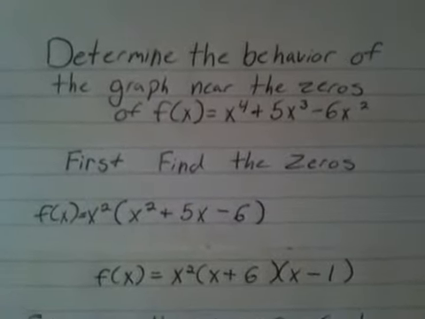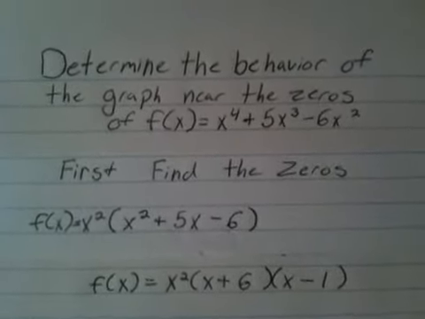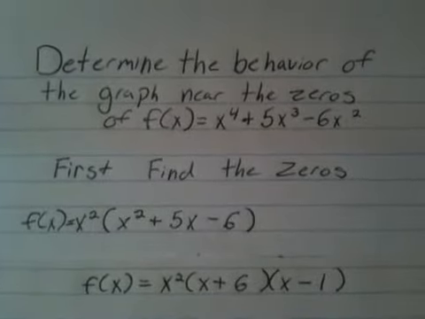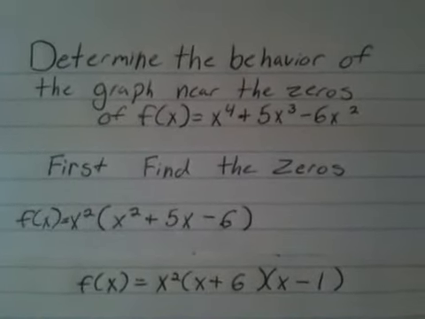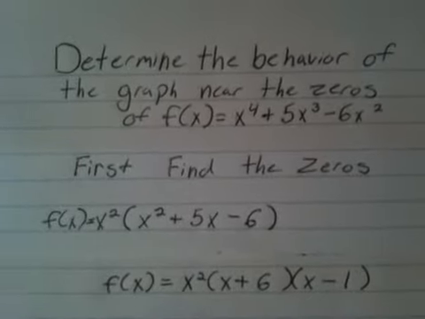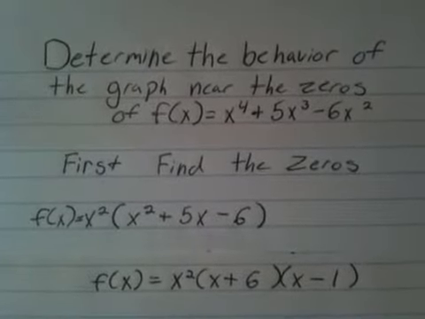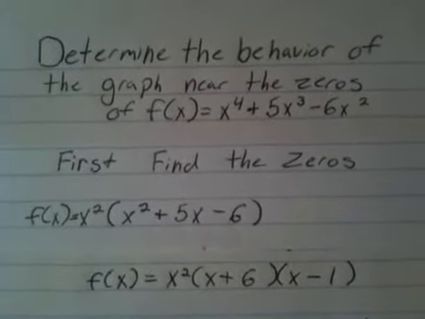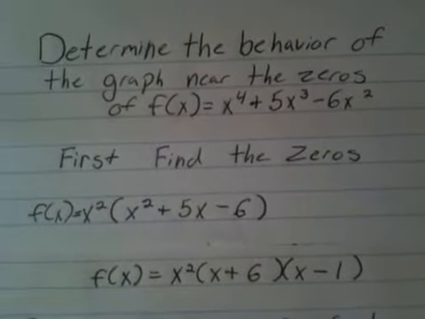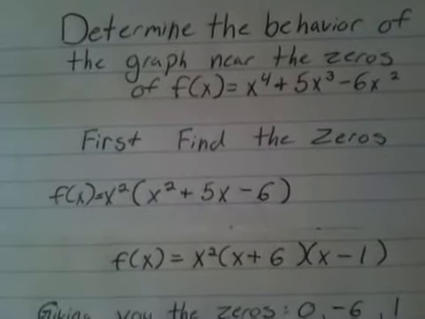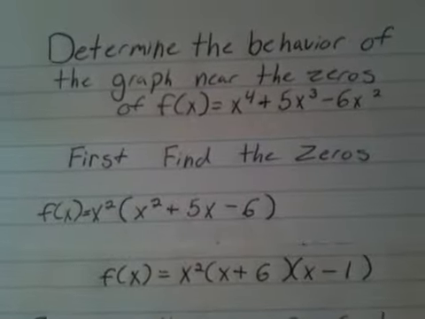Determine the behavior of the graph near the zeros of f of x equals x to the fourth plus 5x to the third minus 6x squared. First, find the zeros. We can do this by simplifying our function by taking x squared out of each of our terms to get x squared times x squared plus 5x minus 6.